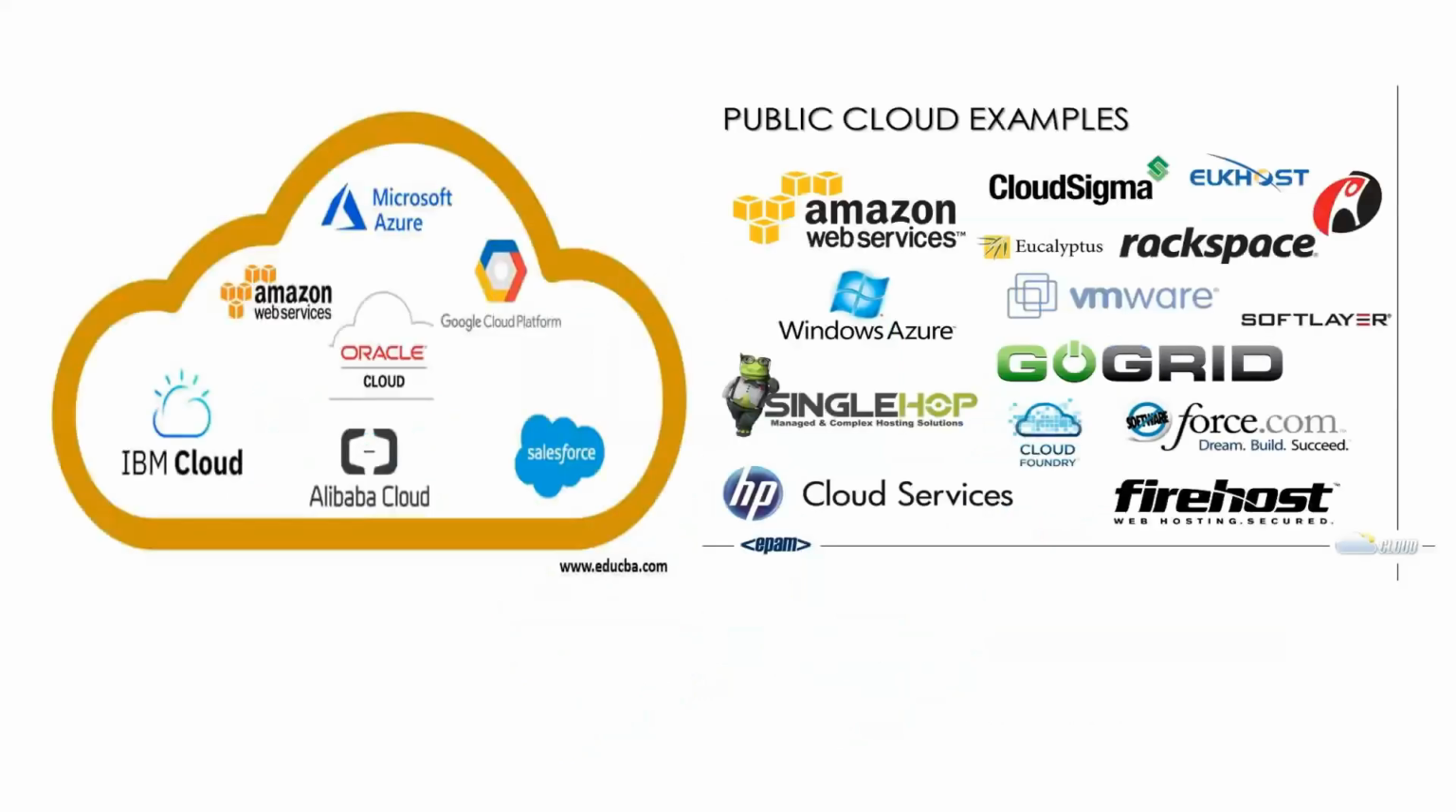See, when we talk about the types of cloud, in the market we have a lot of clouds nowadays. We have Microsoft Azure, we have AWS, we have GCP, we have Oracle Cloud as well, we have IBM Cloud, Alibaba, Salesforce, SingleHop, Rackspace. We have a lot. VMware Cloud, VMware has introduced Tanzu. So we have a lot of cloud in the market. It's not only about AWS, Azure, we have a lot.